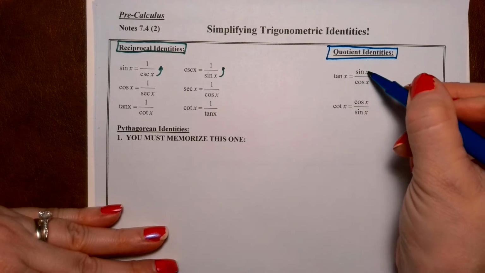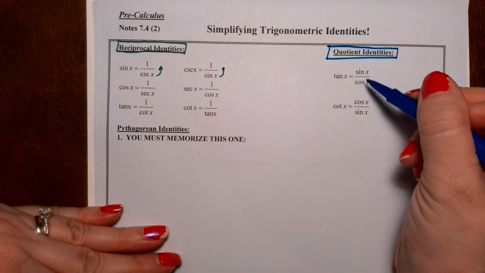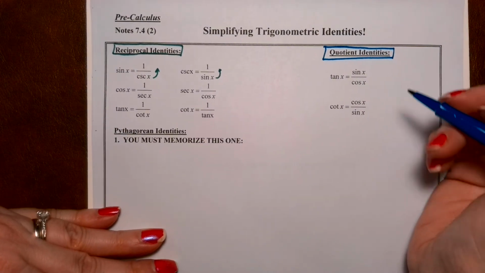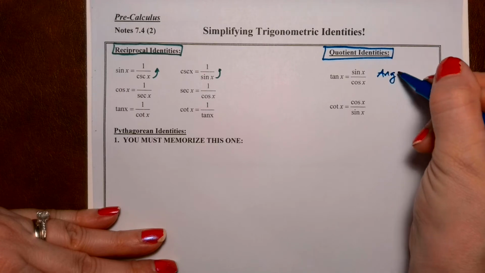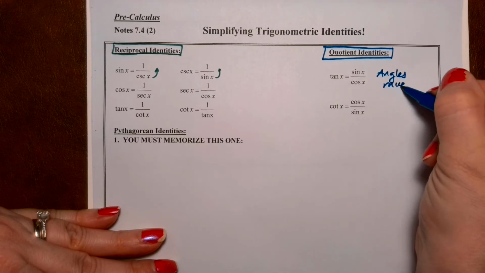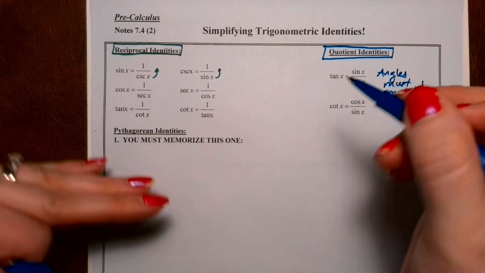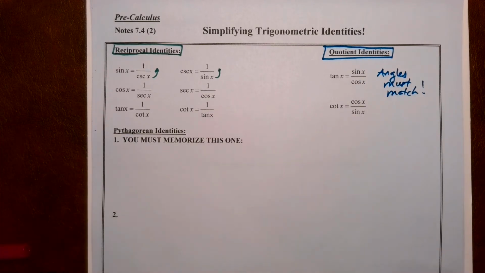Tangent can be written as sine over cosine, or if you have a sine over cosine, you can write that as a tangent. Notice all of the angles must match. Angles must match. If they don't match, you can't write it as a tangent of that same angle. And now we get to the good ones.